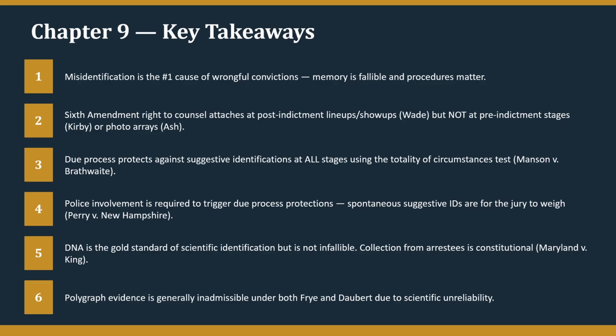Let me bring everything together with the 6 key takeaways from Chapter 9. First, eyewitness misidentification is the leading cause of wrongful convictions in the United States. The Jennifer Thompson and Ronald Cotton case illustrates that even the most careful, engaged, and motivated witness can be catastrophically wrong. This is not a failure of character. It is a function of how human memory and perception work under stress. The constitutional protections we have studied today exist because of cases like this.